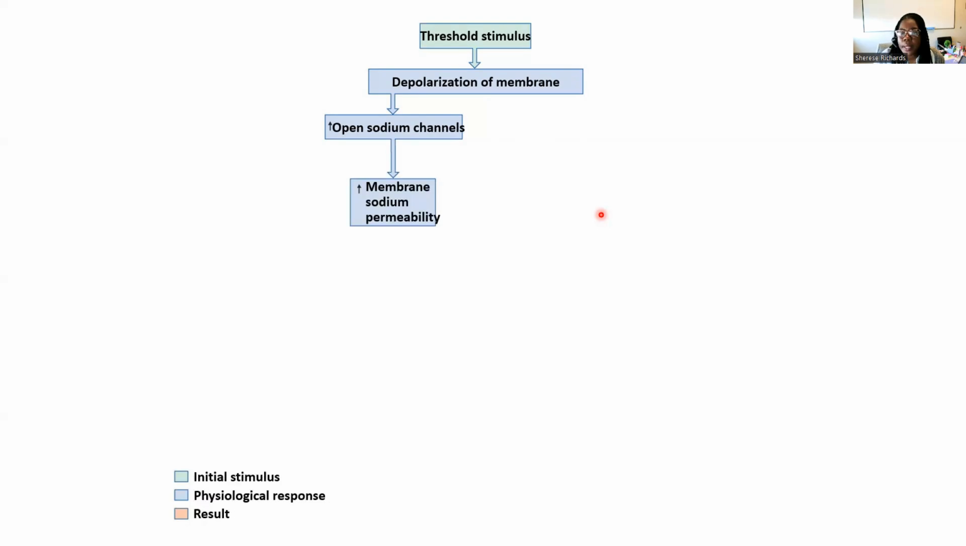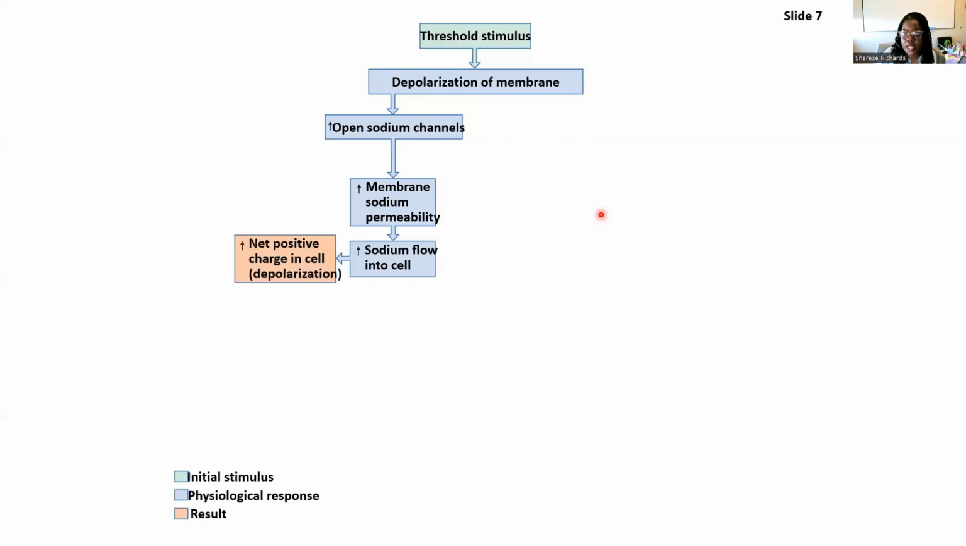Membrane permeability for sodium increases. In other words, more doors for sodium open up. Sodium can rush into the cell, according to its ECDF. Sodium rushes into the cell. That's going to increase the net positive charge that's accumulating inside the cell. And so that, in essence, is what we mean by depolarization, a positive membrane potential change.